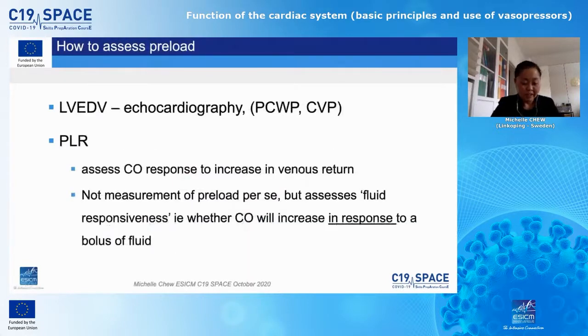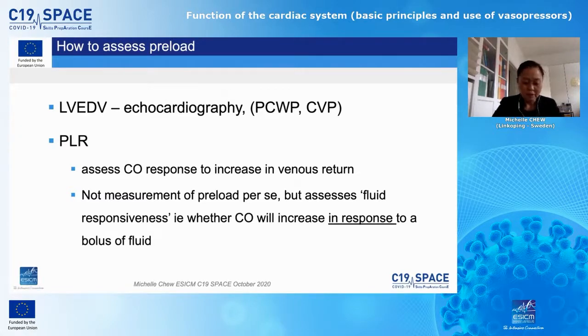So how is preload assessed clinically? Well, it's not exactly possible to assess the stretch of the myocardial fibers, and instead one measures a surrogate, and that is the left ventricular end diastolic volume, for example, using echocardiography. And critical care physicians over the years have also used surrogates such as the pulmonary capillary wedge pressure, which is obtained when you have a Swan-Ganz catheter, or a central venous pressure that you get from a central venous line.